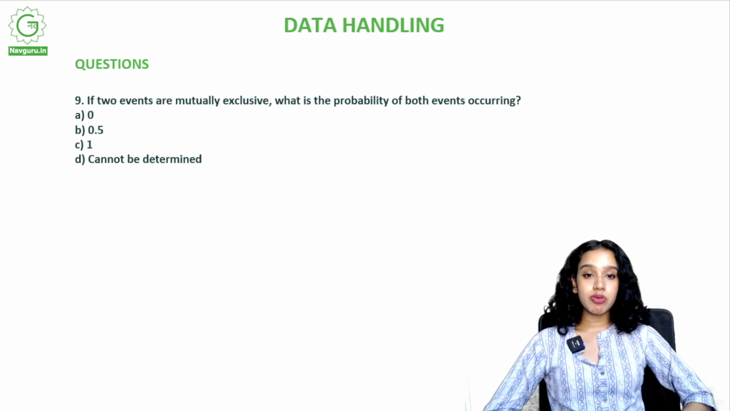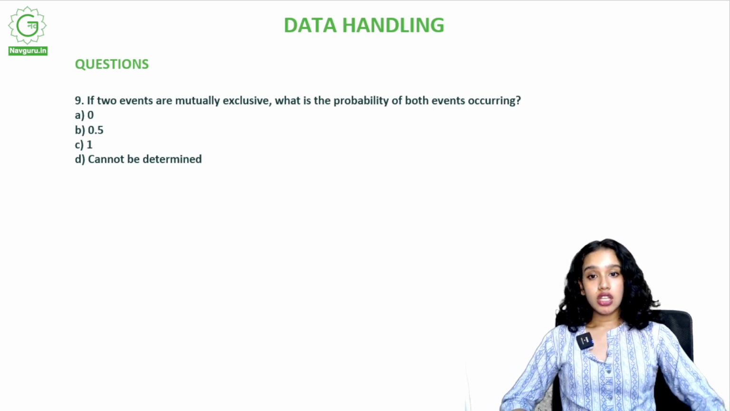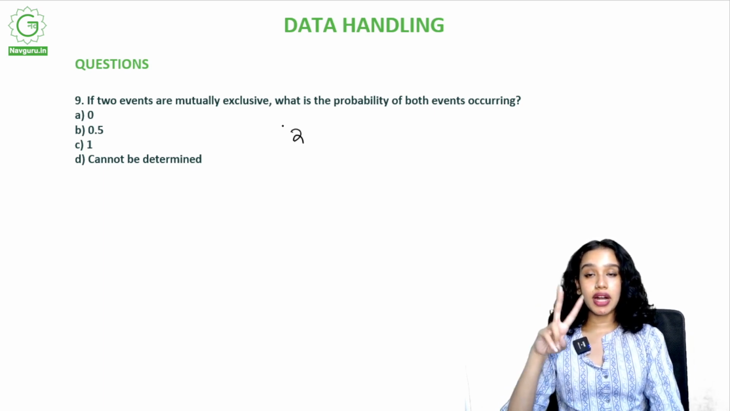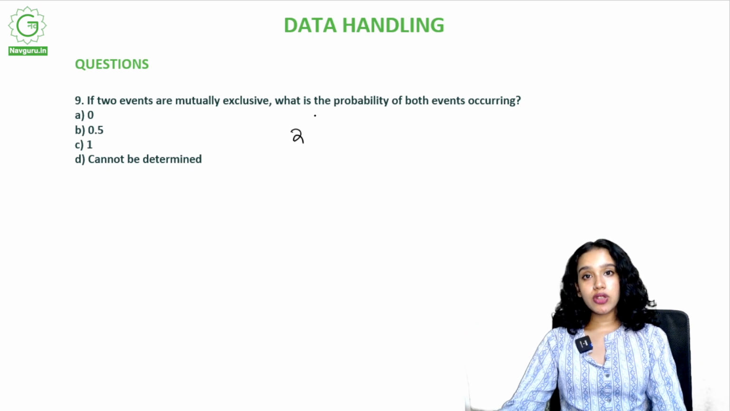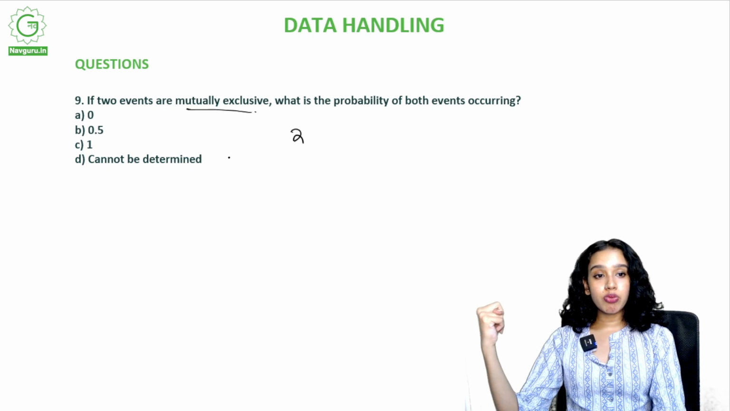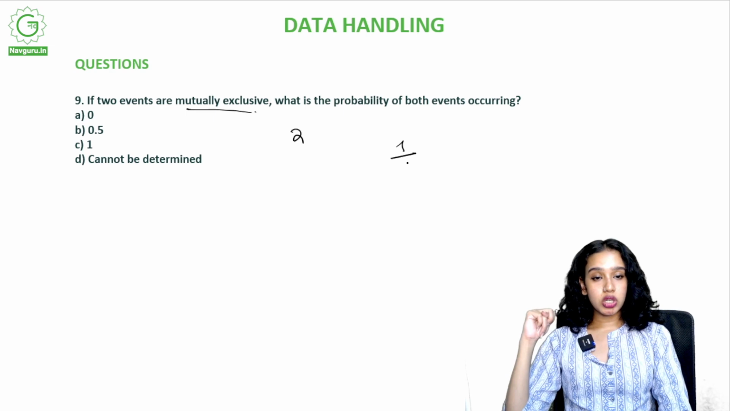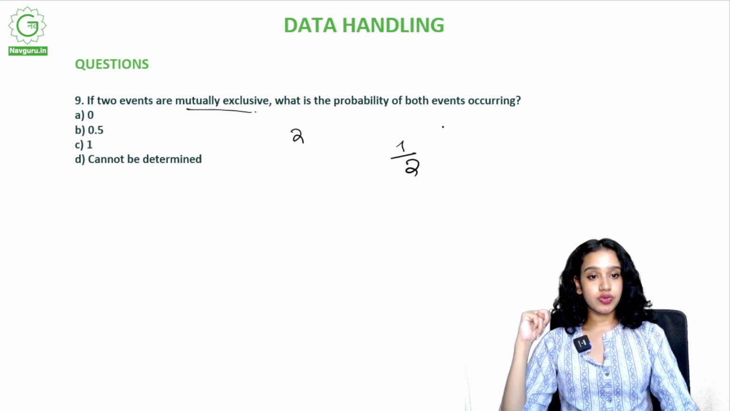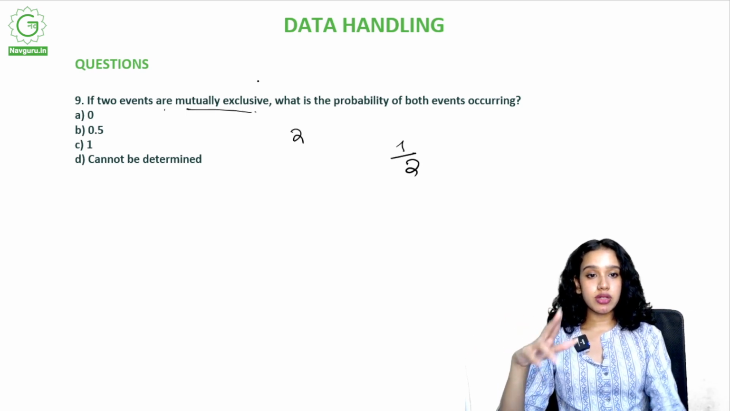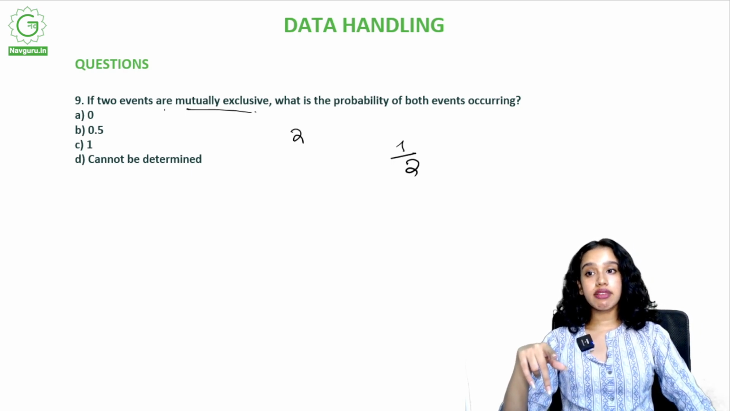Now, if two events are mutually exclusive, what is the probability of both events occurring? So we have two events which are mutually exclusive. Both of them are independent of each other. That's mutually exclusive. Now, what is the probability of both events occurring? So we had one event occurring. What is the probability of it? The total probability is 2. If two events are mutually exclusive, what is the probability of both events occurring?